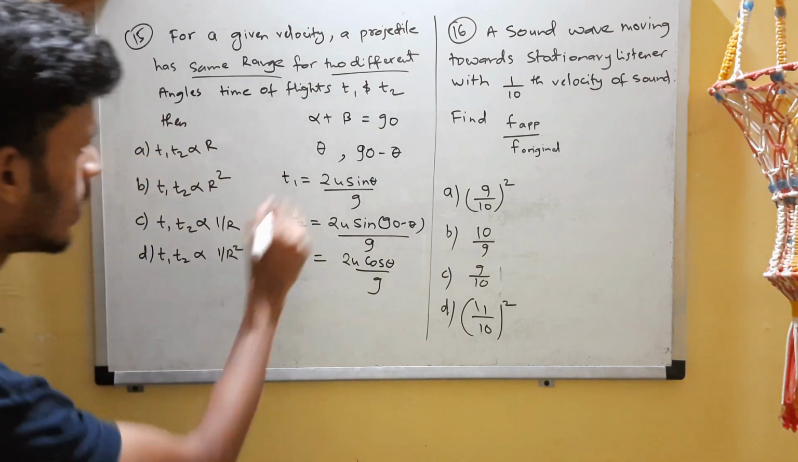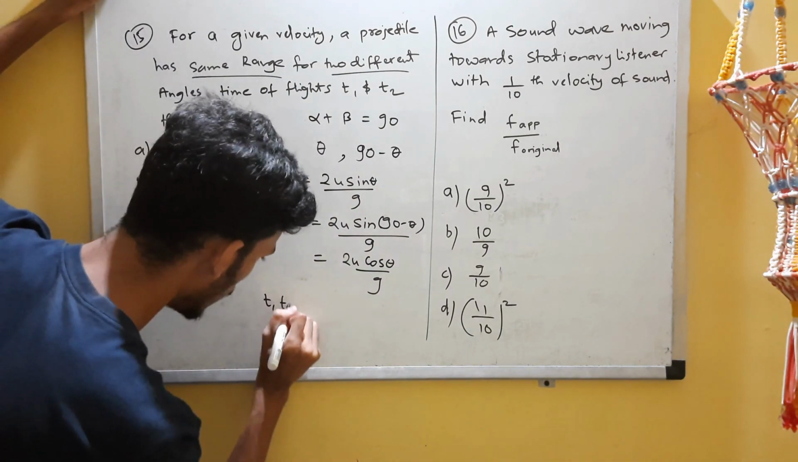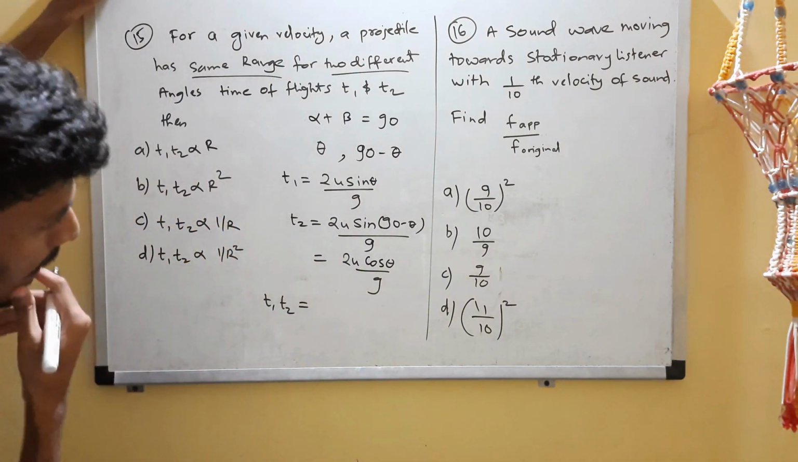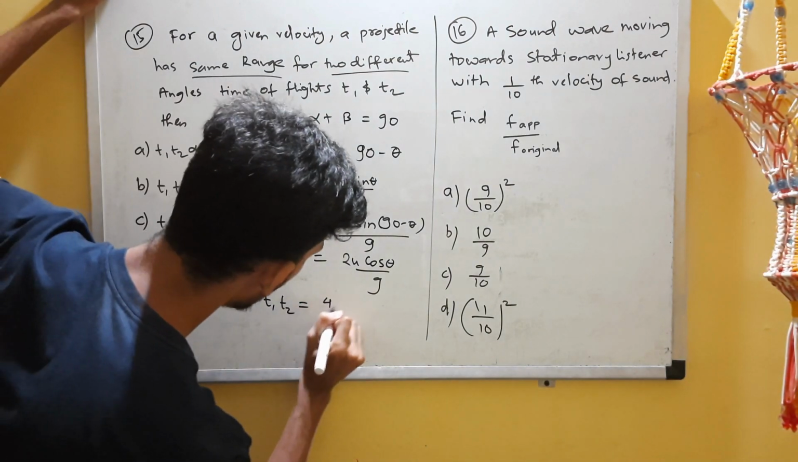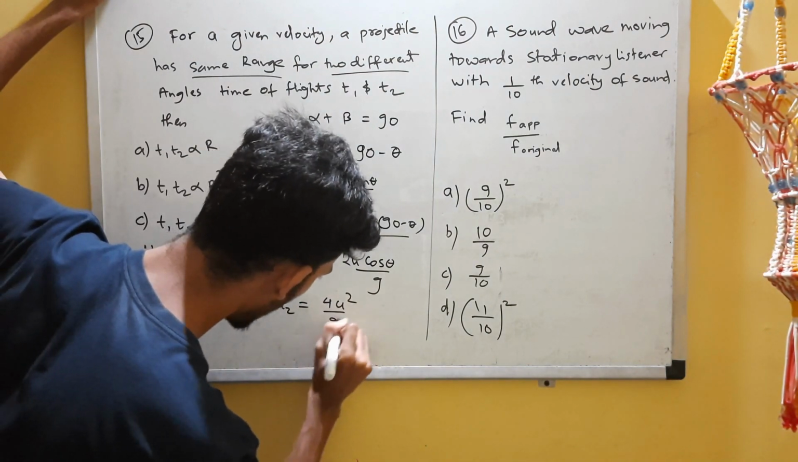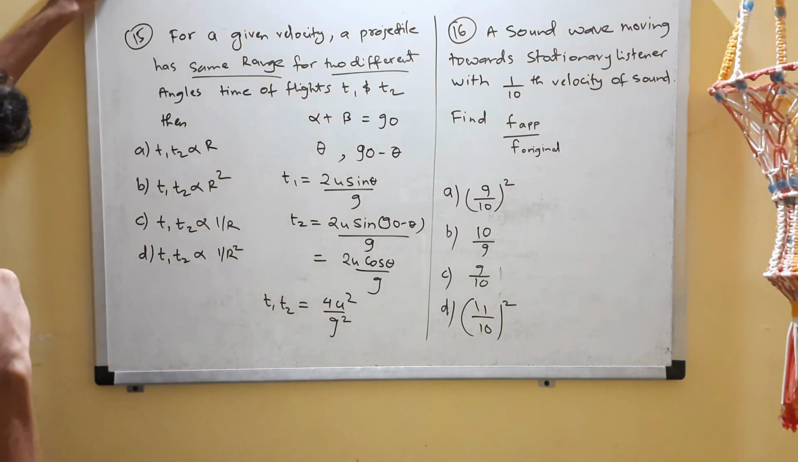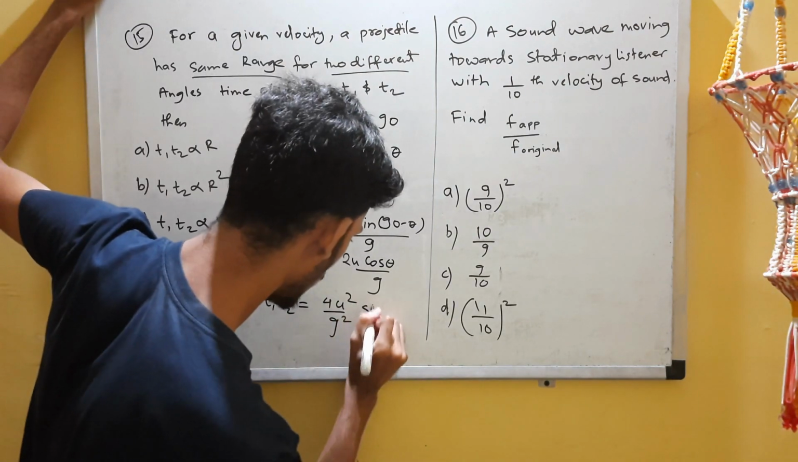Okay, now we are supposed to take their product. So T1 into T2. Okay, so what will we get over here? 4u square by g square. Okay, fine. Sine theta into cos theta.